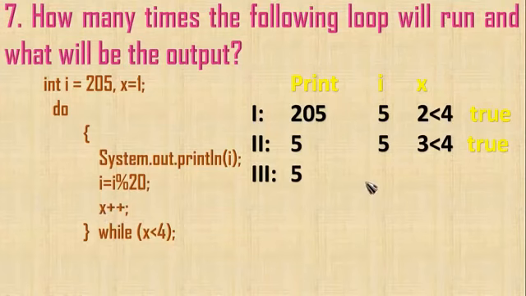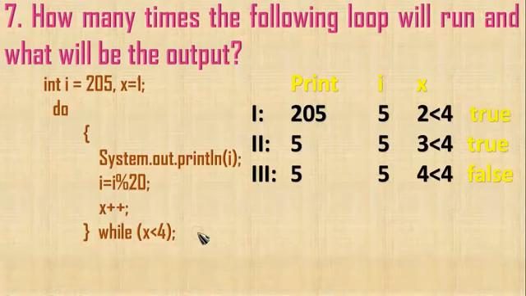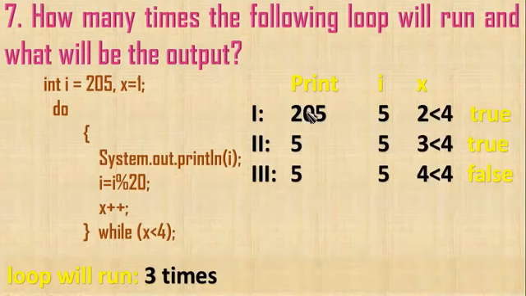x value becomes 4, but this time it is false. So it will not run, it will stop the loop. So here it runs 3 times. And then the output will be 205, 5 and 5. So that is in next lines.